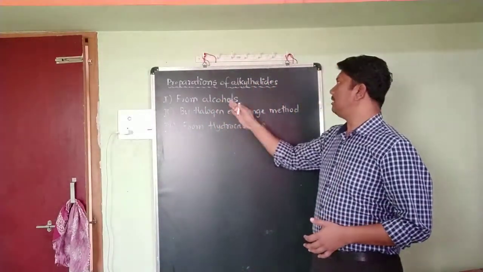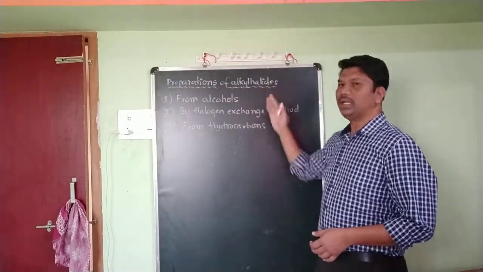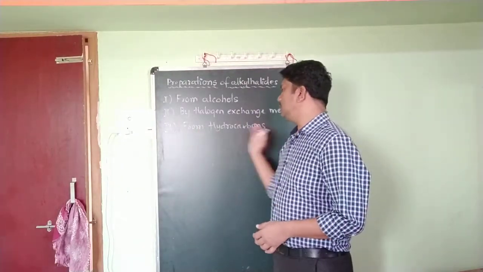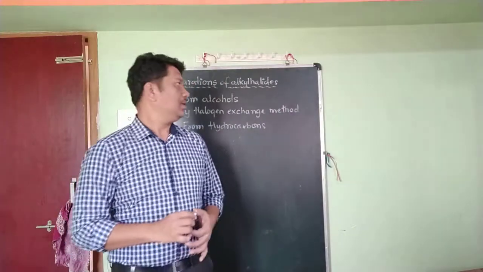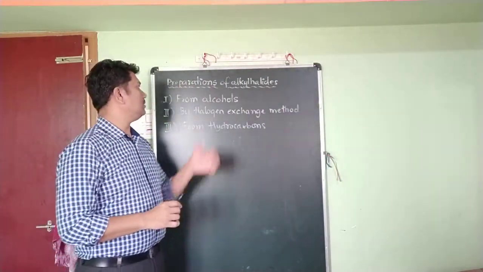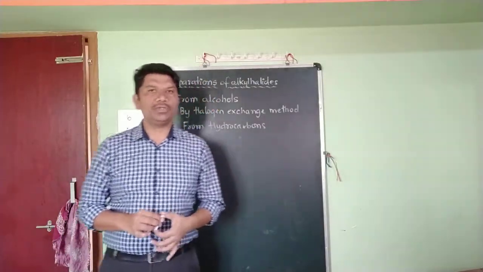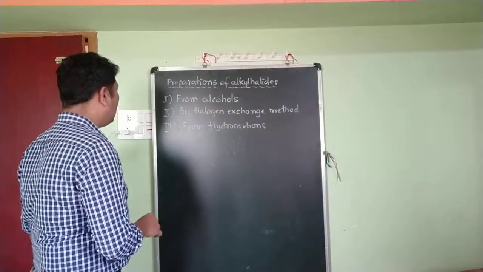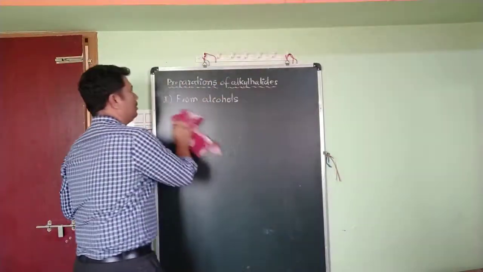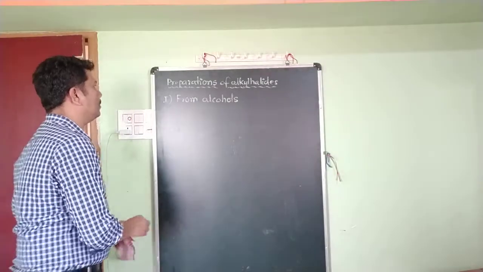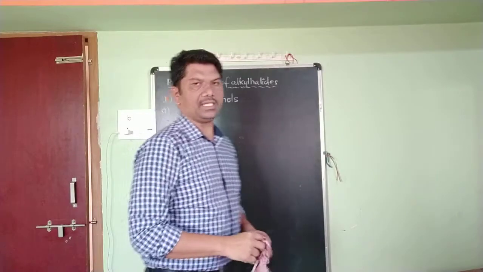From alcohols we can prepare alkyl halides. By halogen exchange method we can prepare alkyl halides, and by using hydrocarbons we can also prepare alkyl halides. In this video I'll cover only how alkyl halides are prepared by using alcohols. From alcohols, there are again three sub-classes.